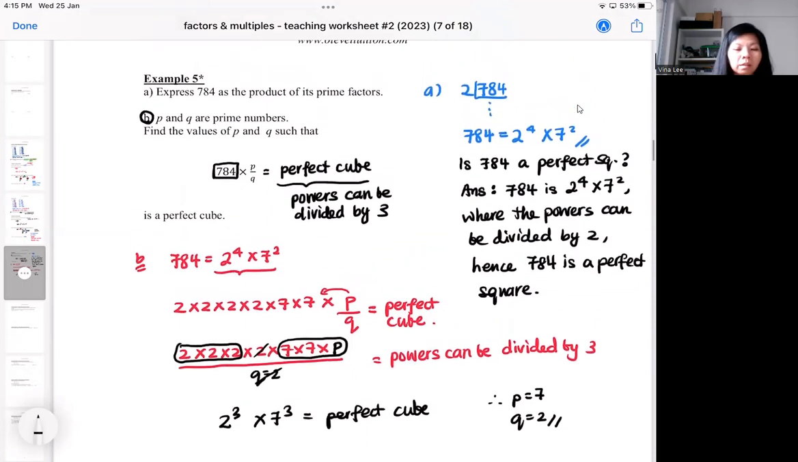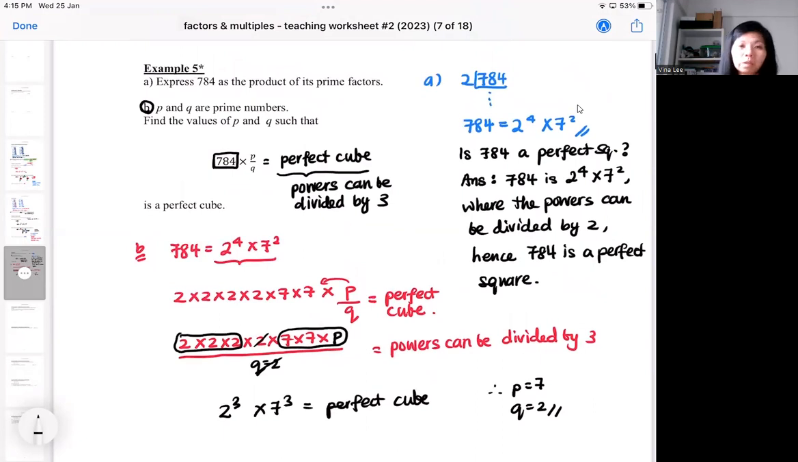Again, there is a variety of questions that come with this. So try to understand the idea. Whatever the idea, like in this question, it is a perfect cube, so the power must be able to be divided by 3. Digest a bit, and you will have quite a bit of practice on this time.